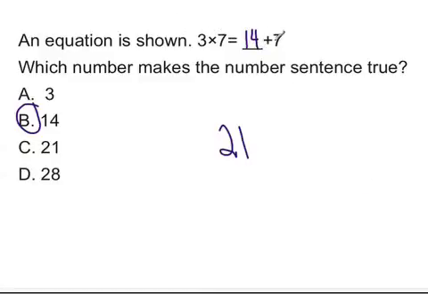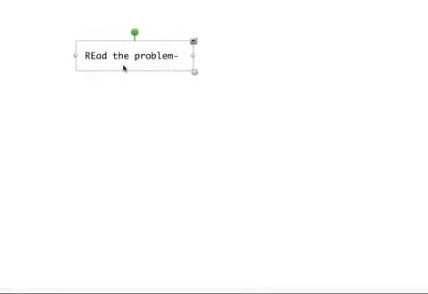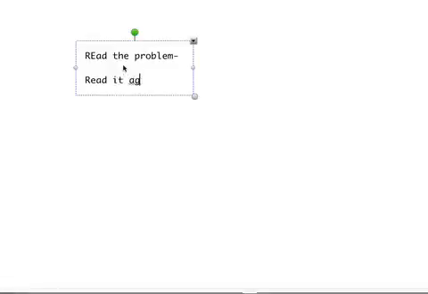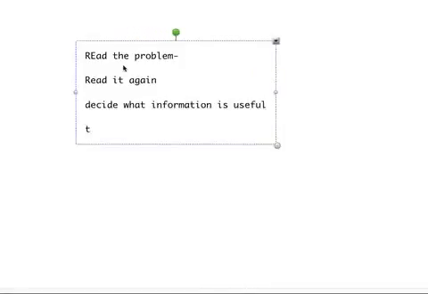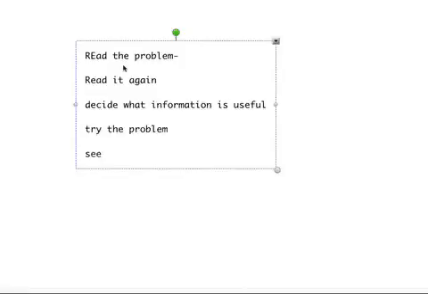I read the problem. I thought about my options. I went back and looked at the operations of what I needed to do, and I came up with the correct answer. So that's really key. What you really need to do is read the problem. Read it again. Decide what information is useful. Try the problem. See if any answers are options.